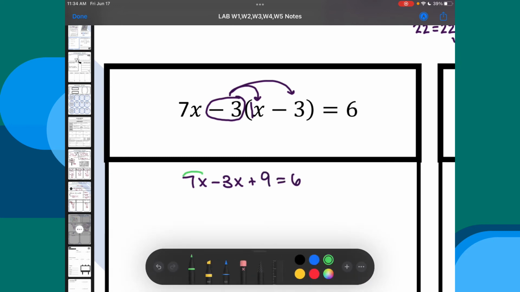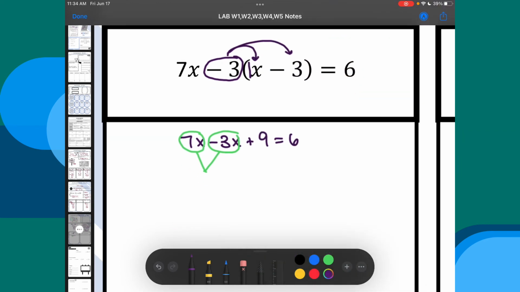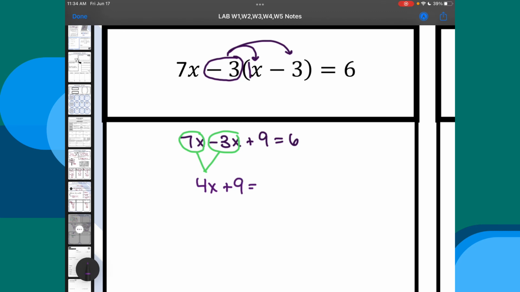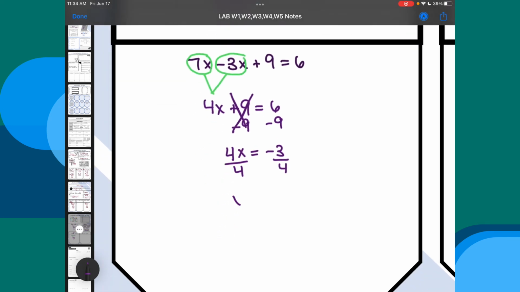Now we have our like terms, 7x and minus 3x. So we're going to combine those together, and we get 4x plus 9 is equal to 6. Solving this is just a 2-step equation, so we use our inverse operations. Inverse of multiplication, and here we get x is equal to negative 3/4, or you could write it as negative 0.75. That's how you solve a 2-step equation where you have to combine like terms.